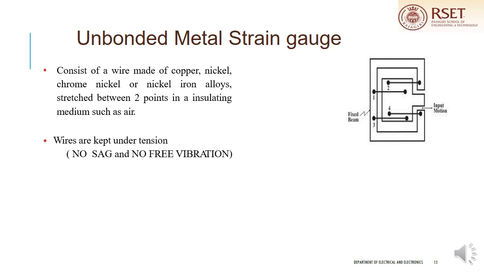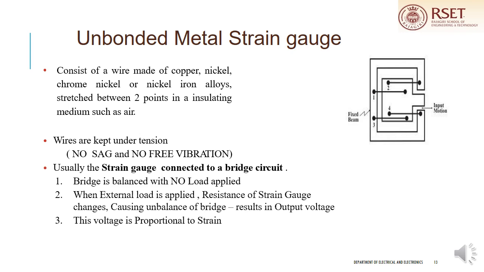Now, usually the strain gauge is connected to a bridge circuit. So, when the bridge is balanced, there is no output voltage, and when an external load is applied, the resistance of the strain gauge changes, which causes an imbalance in the bridge. This will result in an output voltage, and this voltage which is produced will be proportional to the strain.